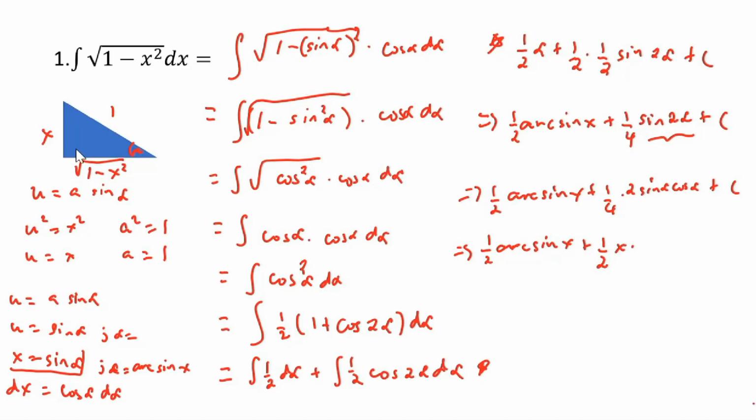So please refer to the right triangle. Cosine alpha means adjacent over hypotenuse. So the adjacent side is the square root of 1 minus x squared, and the hypotenuse is 1, so no need to write 1, and then plus a constant. So therefore, the final answer now is 1/2 of arc sine of x plus 1/2 of x times the square root of 1 minus x squared plus a constant.